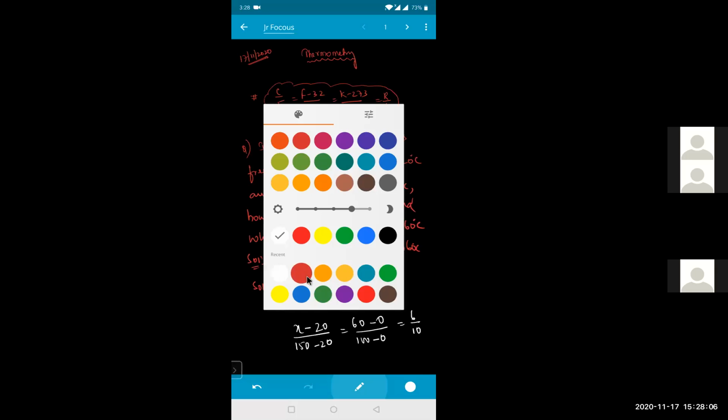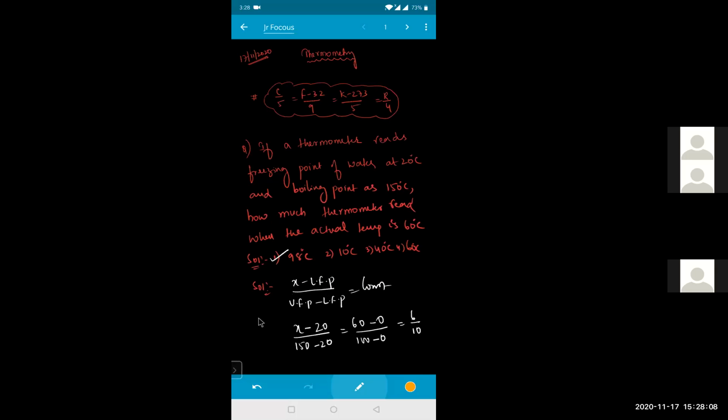Yes, beta. Sir, 60 minus 0 by 100 minus 0. The thermometer is reading freezing point of water as 20 and boiling point of water as 150. How much will the thermometer read when the actual temperature is 60 degrees centigrade? If the actual degree centigrade is 60, its lower point will be zero. The boiling point for centigrade will be maximum 100.